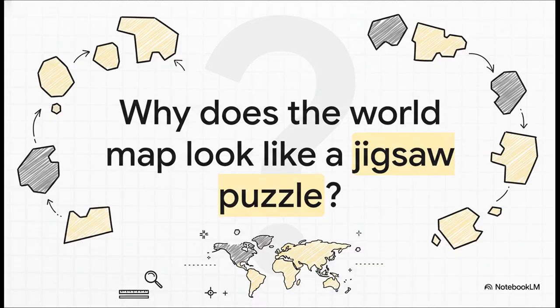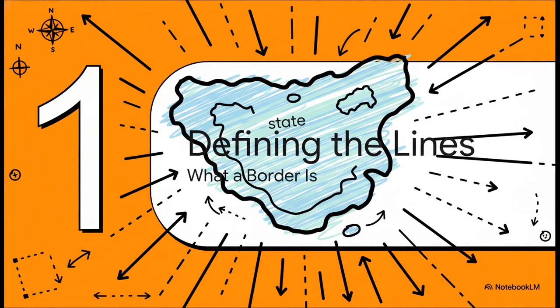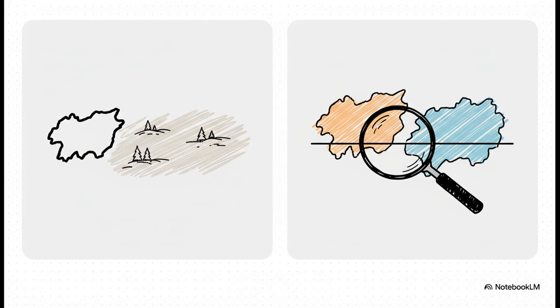So let's dive in. Okay, first things first, we've got to get a handle on the most basic concept, the boundary. A boundary is what completely surrounds a state. It marks the absolute outer edge of its territory and, in the process, gives that state its unique shape. Now, here's a really important distinction you've got to know. The difference between a boundary and a frontier.